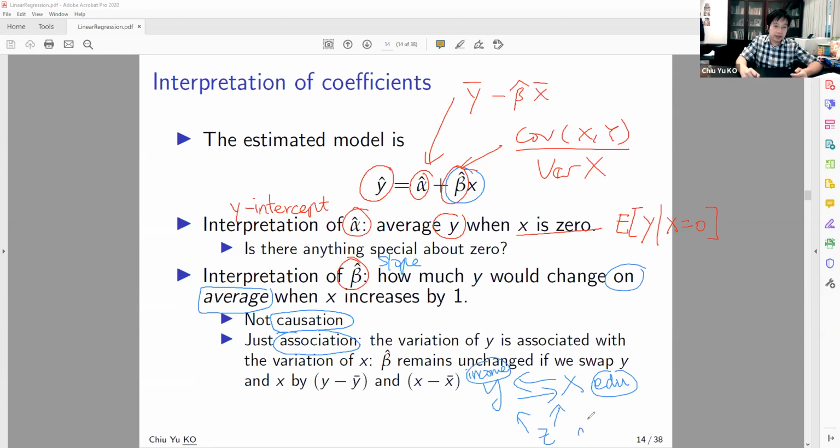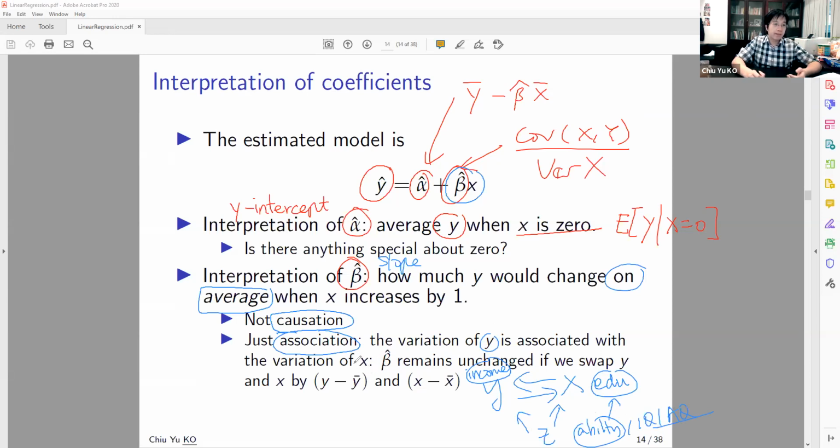But there's a hidden thing here, there's ability, okay? That will affect education and also affect income, right? So there's another underlying thing, IQ or EQ or AQ or whatever Q, affecting both, okay? So you don't know, it's just association. So we cannot say too much, but just say they're related. The best way to interpret is that the variation of y is explained by the variation of x, okay?